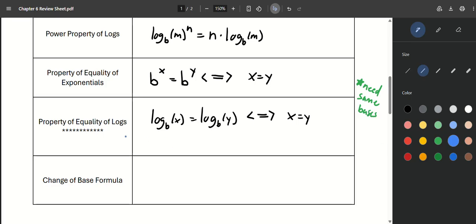Now this one, I have a whole lot of stars. Why do you think I have stars? Yes, it's very important. What do you have to remember when we do these with the logs, if we're trying to solve a log equation? What do I have to check for? Yes, check for extraneous solutions.